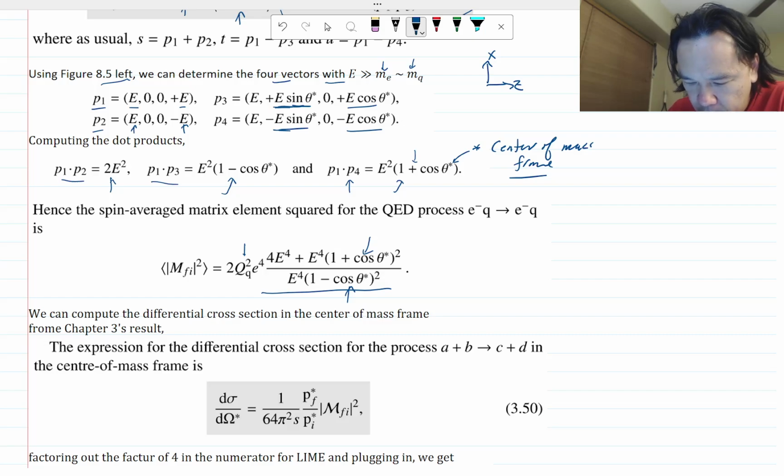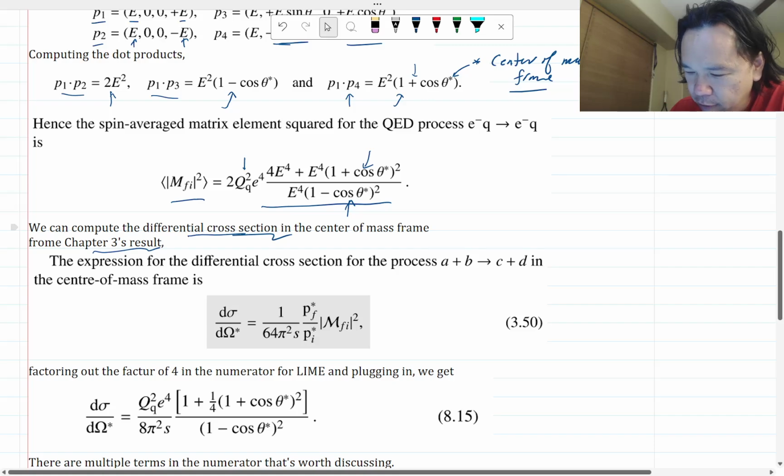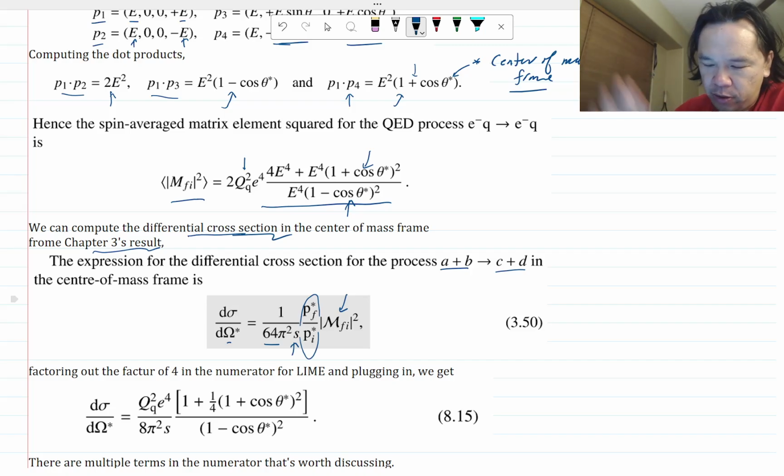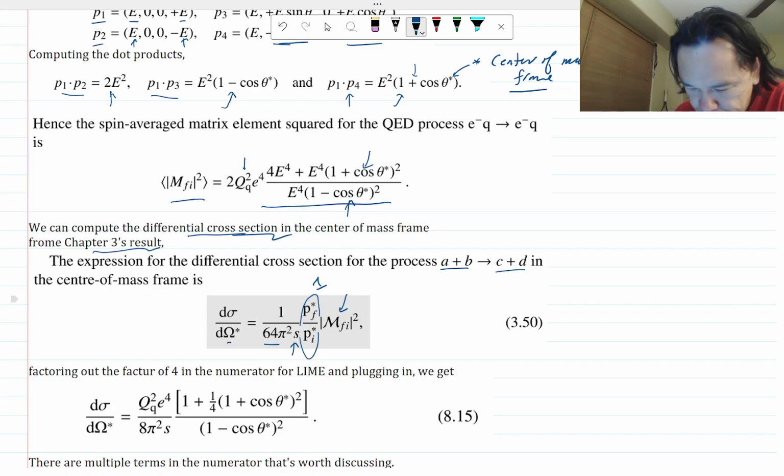So what we're going to do is plug this Lorentz invariant matrix element into the differential cross-section that we calculated all the way back in chapter 3. For any process where you're scattering 2 particles off each other through the T channel, the differential cross-section in the center of mass frame is just the matrix element squared times the ratio of the outgoing and the incoming momentum of one of them, divided by the center of mass energy, and there's a 64 pi squared. In this case, PF over PI in the high energy limit is just going to be 1.